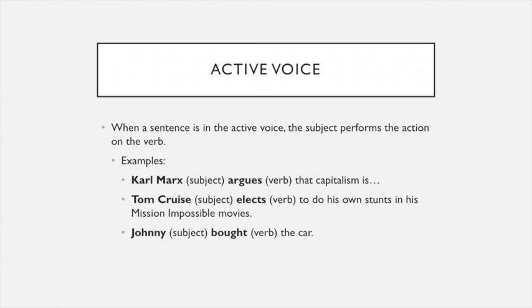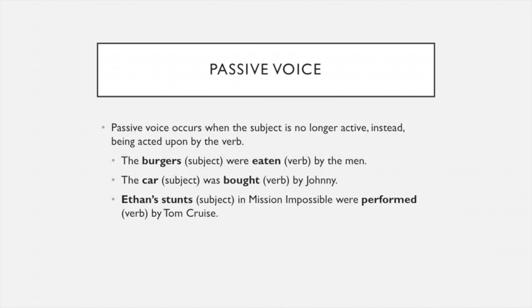Now, where passive voice comes in is when the subject is no longer active. Instead, it is being acted upon by the verb. So in the first instance, we have "the burgers were being eaten by the man." In the second example, we have "the car was bought by Johnny." And in the third example, we have "Ethan's stunts in Mission Impossible were performed by Tom Cruise."